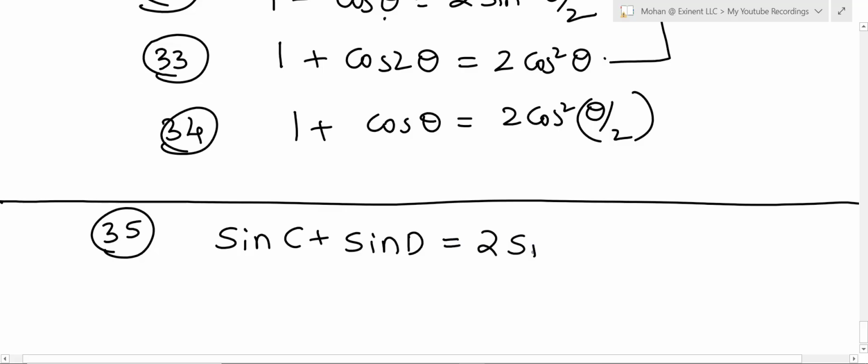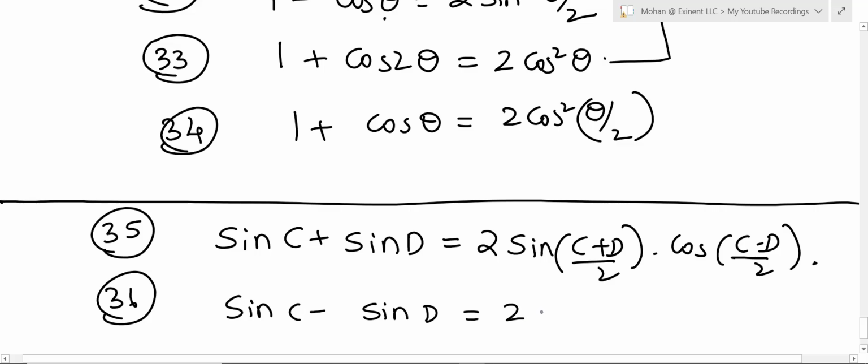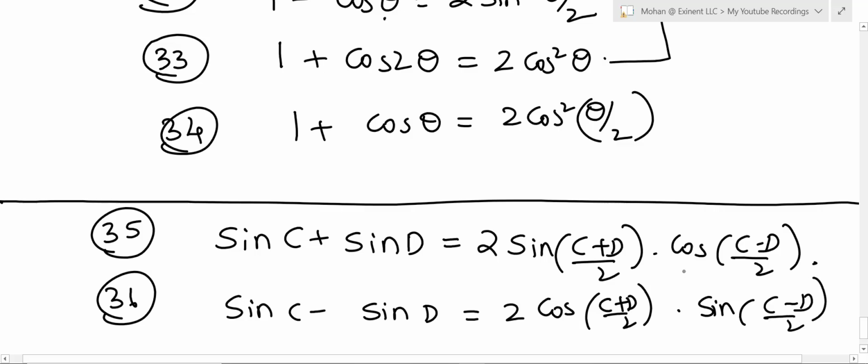That would be 2 times sine of (C plus D) by 2 into cos of (C minus D) by 2. What about the other way? What if I have minus here? That is sin C minus sin D. That will have 2 times here: first cos will come for plus, then sin will come for the minus. Try to understand, this is quite a little bit opposite. First sin for plus and cos for minus. Here cos for plus and sin for minus.